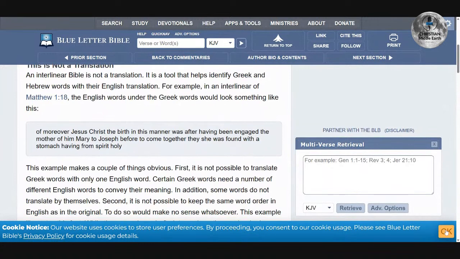This example makes a couple of things obvious. First, it is not possible to translate Greek words with only one English word. Certain Greek words need a number of different English words to convey their meaning. In addition, some words do not translate by themselves. Second, it is not possible to keep the same word order in English as in the original.